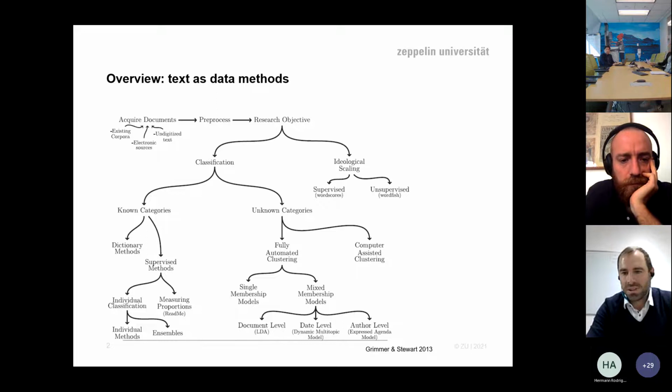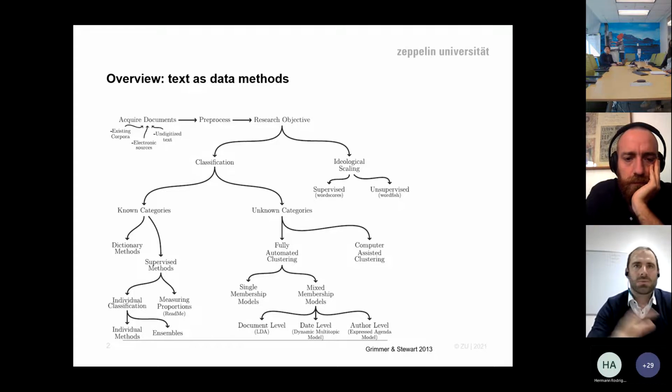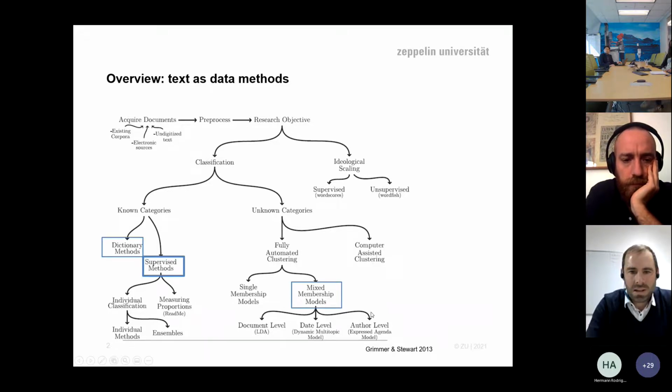And there are two principal ways to think about it. Either you know what you're looking for, then the categories that you're classifying are known, or you don't know what you're looking for, then the categories are unknown. If you look at the left side of the branches, these are the two fundamentally different analytical methods that we have in natural language processing.